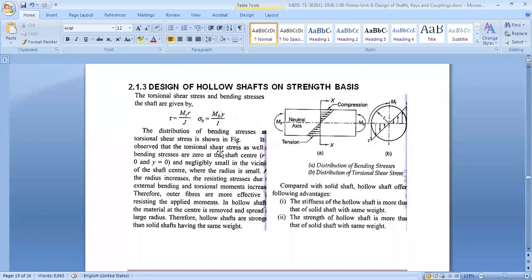So what we can think is that if the stress is minimum at the center and maximum at the extreme fiber, then we can take some material out from the center and put it outside. Let me repeat. Stress is minimum at the center, at the neutral axis. There is no stress at the center, and it goes up and is maximum at the extreme fiber. So if I take out the center part of the shaft and put it outside, see why I'm doing that.